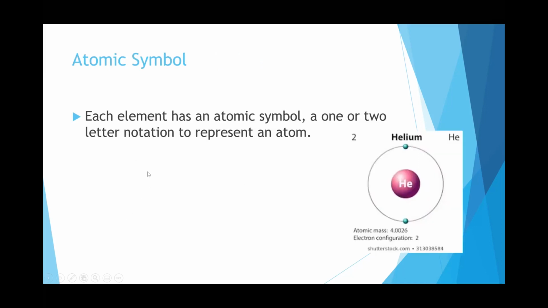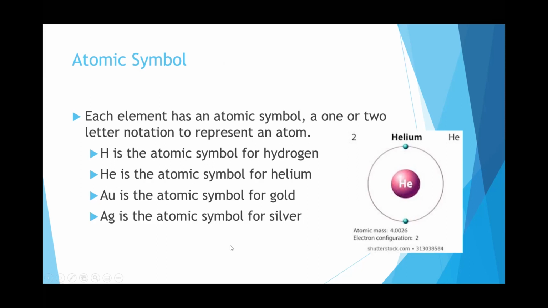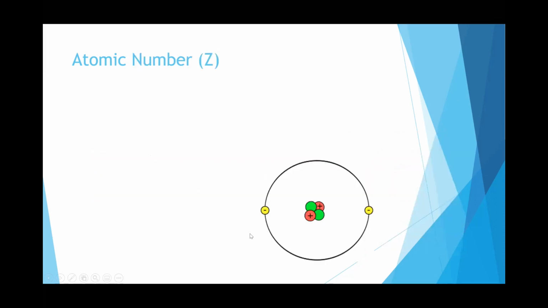So each element has an atomic symbol, which is a 1 or 2 letter notation that represents an atom. For example, H, which I'm hoping all of you are familiar with now, is the atomic symbol for hydrogen. He, helium. As you can see right here, that's helium. Au, that's gold. Hydrogen and helium, you could probably expect to know, but sometimes you get weird ones like Au. That's because it's in a different language. And Ag is silver, which is also from a different language.